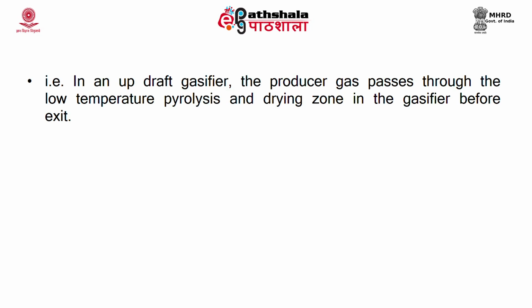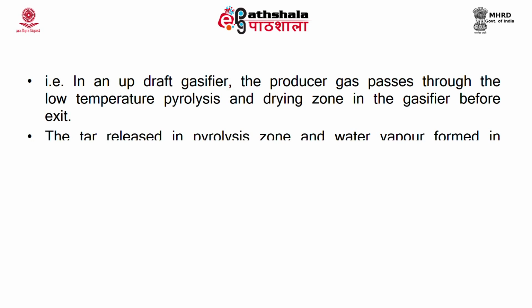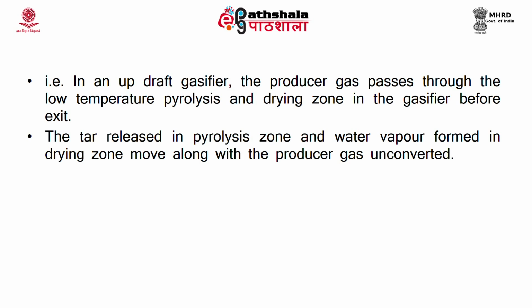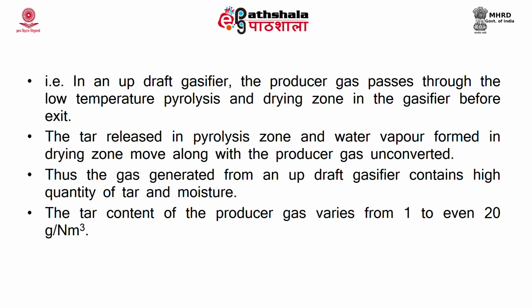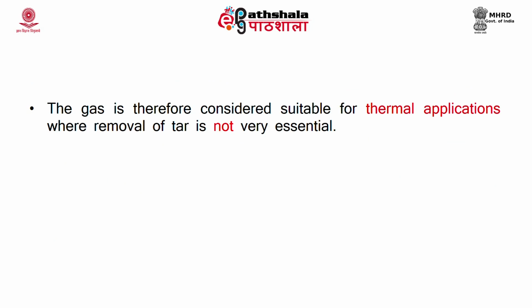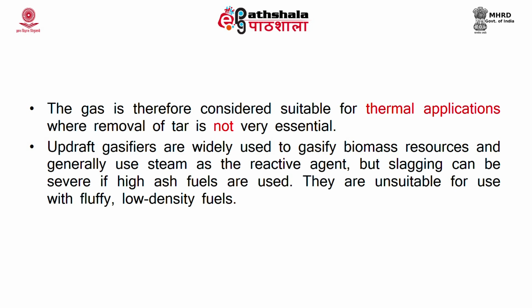So, in an updraft gasifier, the producer gas passes through the low temperature pyrolysis and drying zone in the gasifier before exit. The tar released in the pyrolysis zone and water vapor formed in the drying zone move along with the producer gas unconverted. Thus, the gas generated from an updraft gasifier contains a high quantity of tar and moisture. The tar content of producer gas normally varies from 1 to 20 gram per Newton cubic meter. The gas is therefore considered suitable only for thermal applications, and it is widely used.